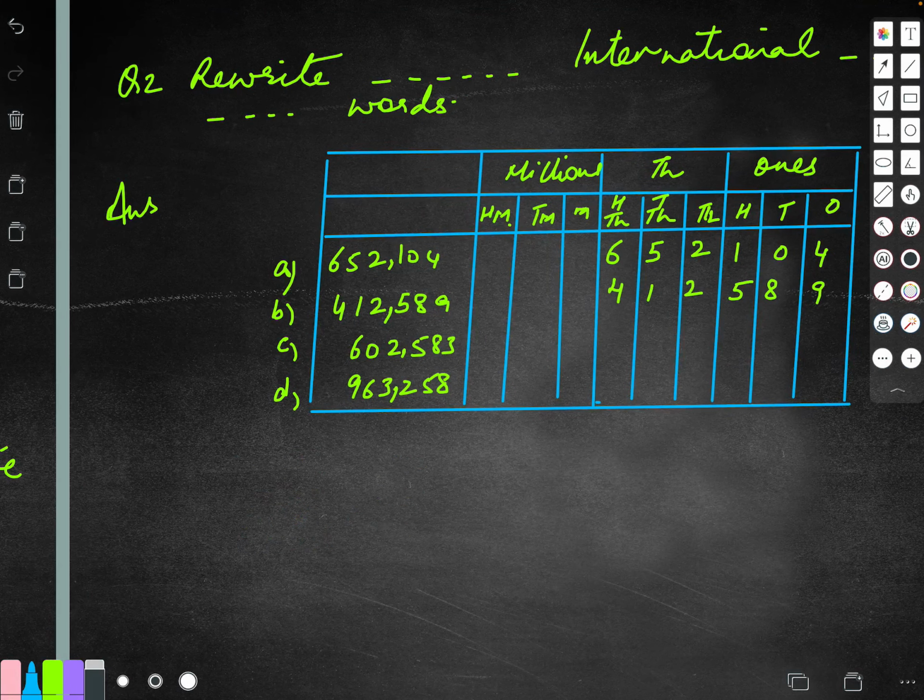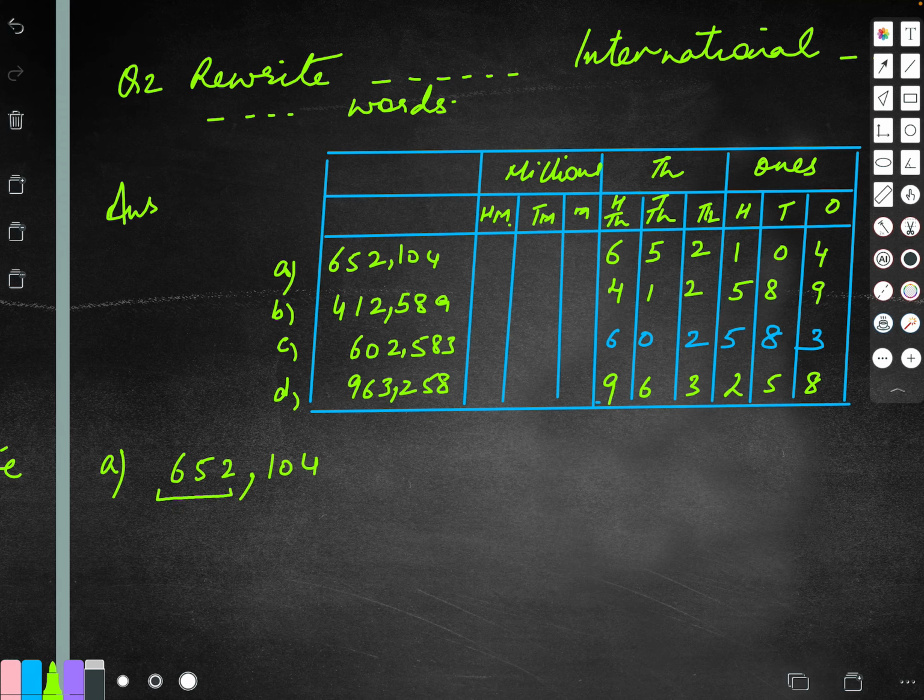Alright. So the third one is 602,583. And dear children, the fourth one is 963,258. I am not having any number in the millions period. So I am not even writing it. To write it in words, 652,104. Ones, tens, 100, comma, 1,000, 10,000, 100,000.